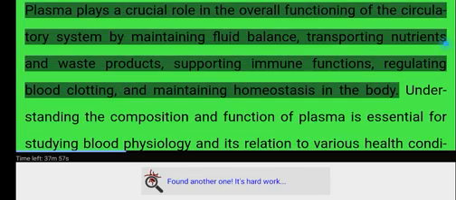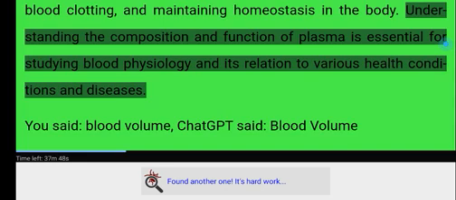Conclusion. Plasma plays a crucial role in the overall functioning of the circulatory system by maintaining fluid balance, transporting nutrients and waste products, supporting immune functions, regulating blood clotting, and maintaining homeostasis in the body. Understanding the composition and function of plasma is essential for studying blood physiology and its relation to various health conditions and diseases.